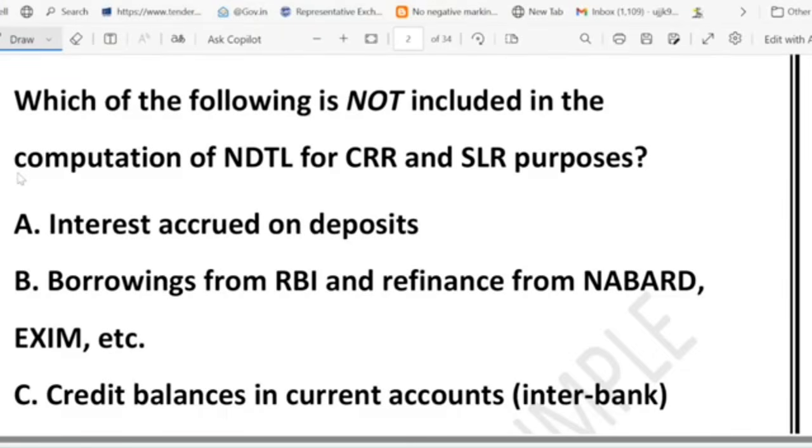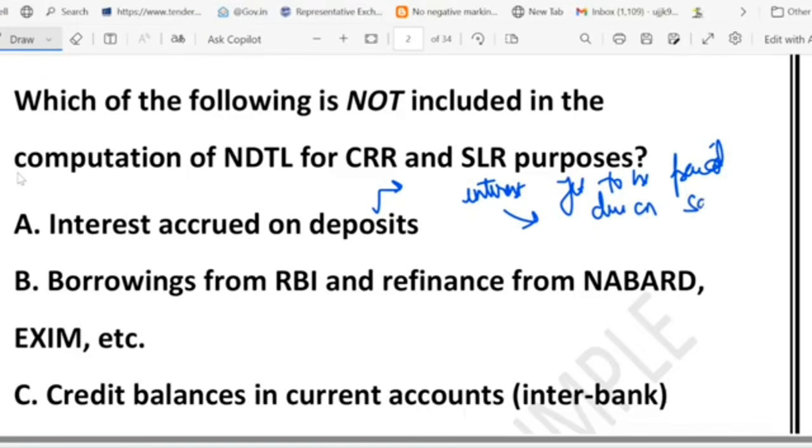So first of all, let's go through option A, that is the interest accrued on deposit. This means interest that is yet to be paid but already due on saving or fixed deposits. So what is the meaning of interest accrued? Interest yet to be paid, but this particular interest is already due on saving and fixed deposits. So even though the customer has not withdrawn it, the bank owes it.